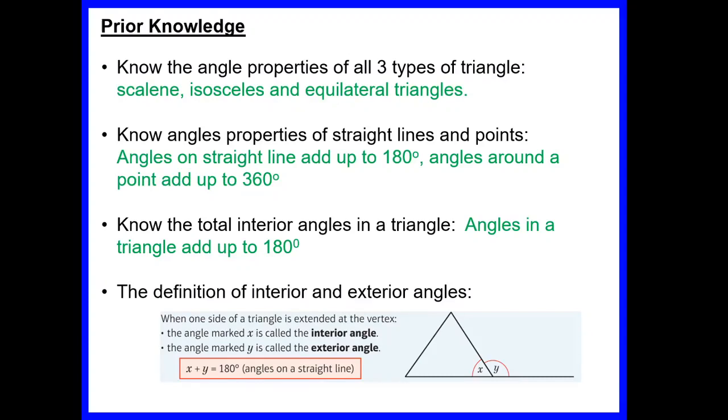And we should know the definition of an interior and an exterior angle. So an interior angle is the angle inside the shape. The exterior angle is the angle formed when we extend the side of the shape back to the original shape. And we should know that an interior angle and an exterior angle will add to 180 degrees because they are angles on a straight line. Make sure you're happy with that before you start. If not, you need to go back and have a look at the previous lessons.